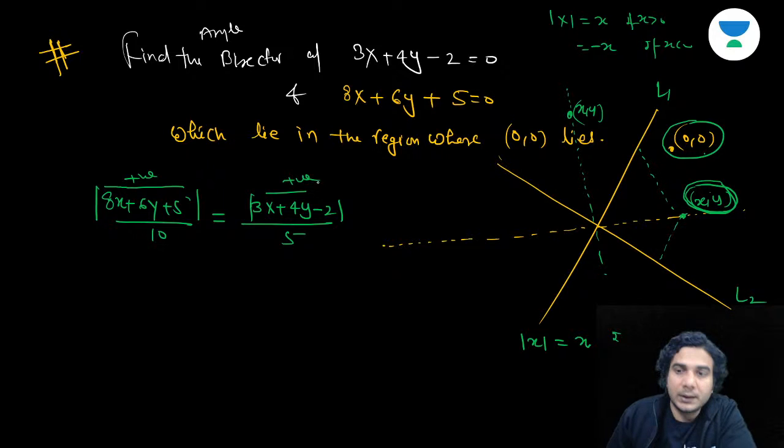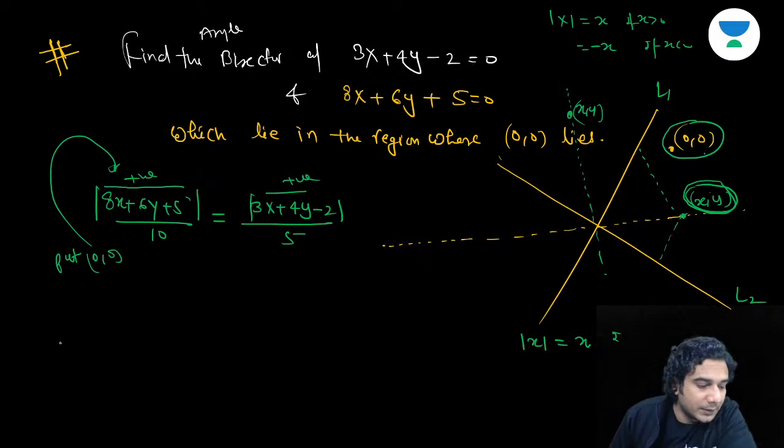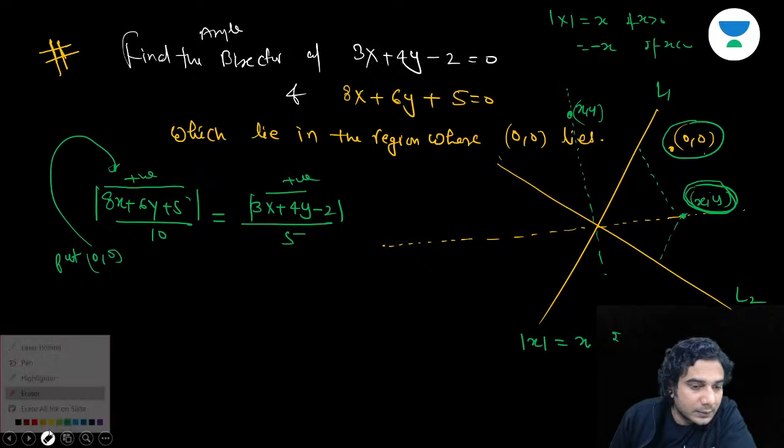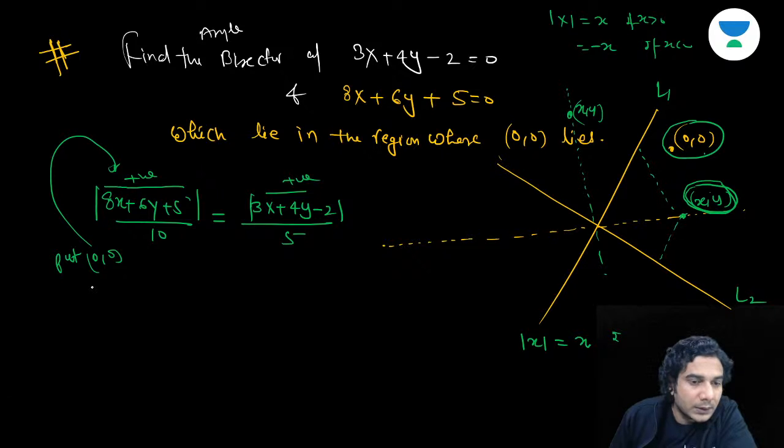So see, we will put 0, 0 in this and check the sign. If you put 0, 0, it is coming out to be plus 5. That means this quantity is positive. That means for x, y also, this implies that 8x plus 6y plus 5 is a positive quantity, okay?